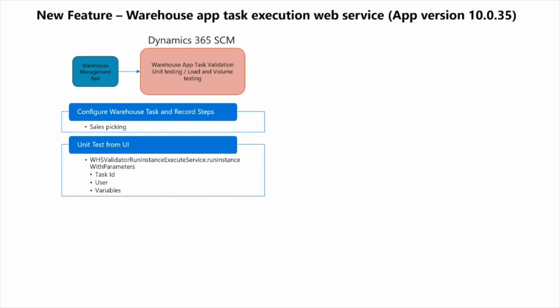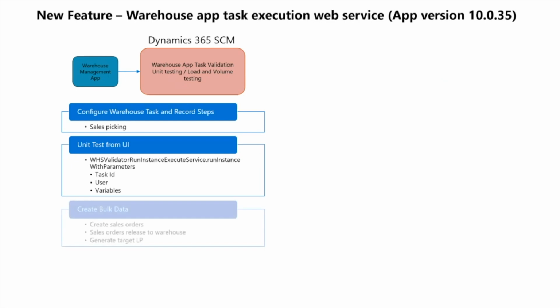For that, you will click on Run Task and you will use the new Run Test with Parameters button. Here you can enter the warehouse process task ID, the warehouse worker or the user ID, and you will specify the values of the user-defined variables which are relevant for that warehouse process. And then you can run the test.